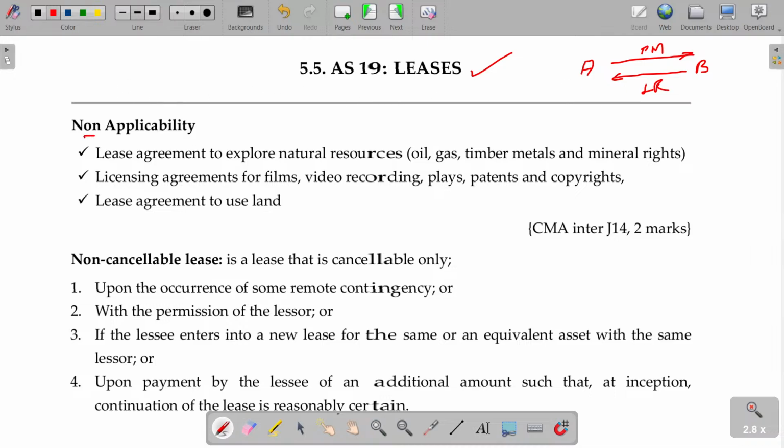And this standard is not applicable for lease agreements to explore natural resources. If you enter into a lease agreement to explore natural resources like oil, gas, timber, metals and mineral rights, this is not applicable. Licensing agreements for films, video recordings, plays, patents, copyrights are not applicable. Only leasing of assets will be applicable. Leasing agreements to use land are also not applicable.